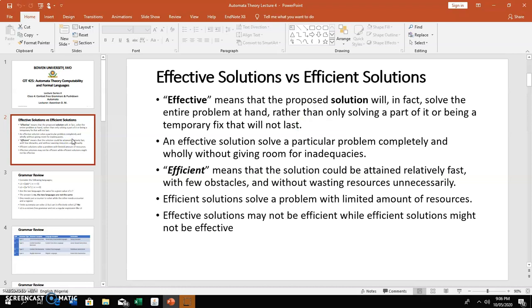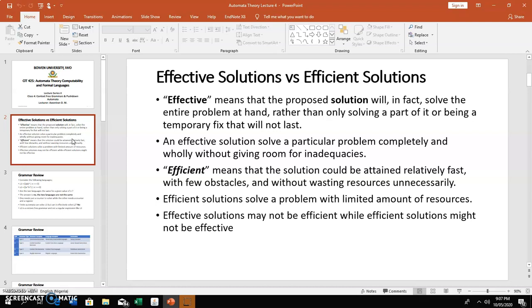when can we say the solution is effective, or when can we say the solution to the problem is efficient? Now, when we say the solution is effective, it means that the solution solves the problem completely, so that it solves it without giving room for inadequacies. That's when you say a solution is effective. But when we say a solution is efficient, we say a solution is efficient if it solves the problem with limited amount of resources. Now, if a solution is effective, does not mean it's efficient. And a solution is efficient does not mean it is effective.